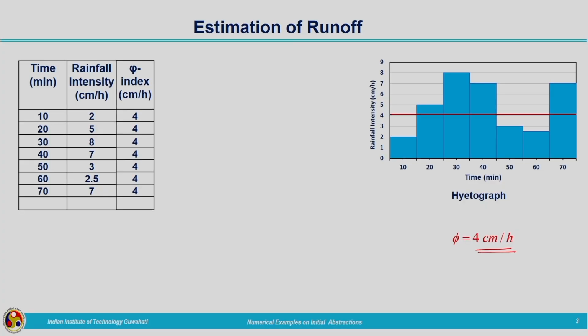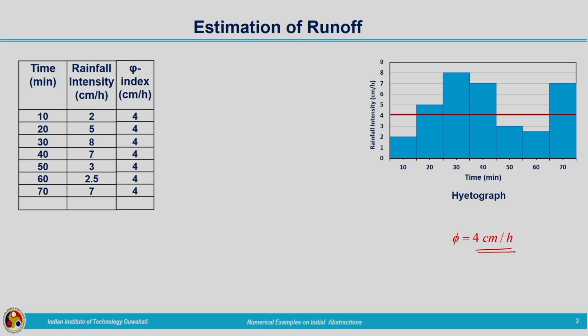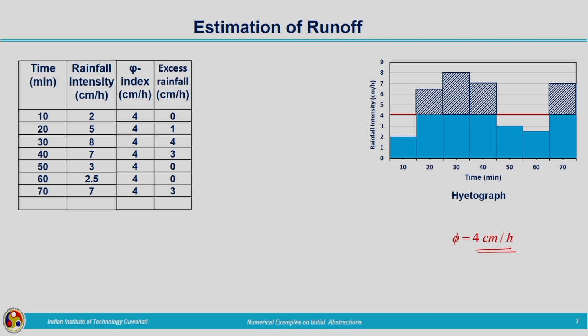You can see 4 centimeters per hour, representing the phi index value, demarcates the excess rainfall and the abstractions. Here we can understand that the rainfall which comes above the phi index value contributes to the direct runoff, which is marked here by the dashed lines. So, we can calculate the excess rainfall. You can observe the data.